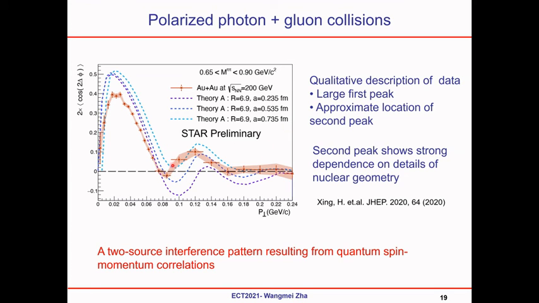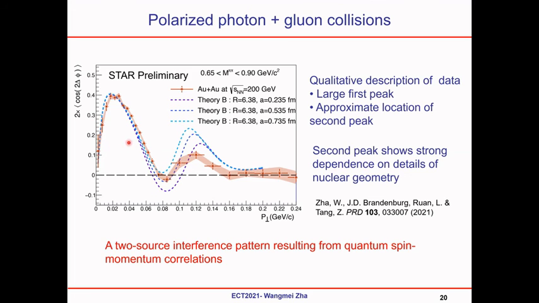As I emphasized here, two sorts of interference pattern will result. It results from the quantum spin momentum correlation, which will give us the cosine 2 phi modulation. We have also made a prediction, and you can find that it can describe the data reasonably well. You can also find that the second peak shows strong dependence on the detailed nuclear geometry, which means that we can use that to determine, for example, the gluon distribution in the nucleus.